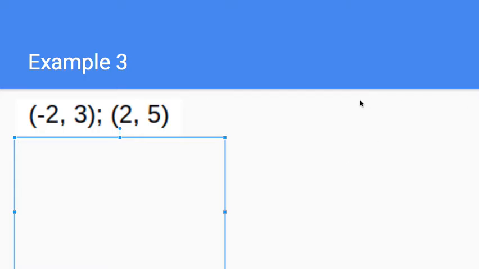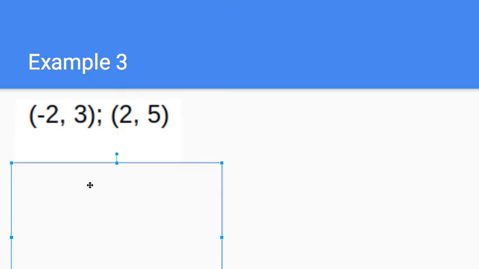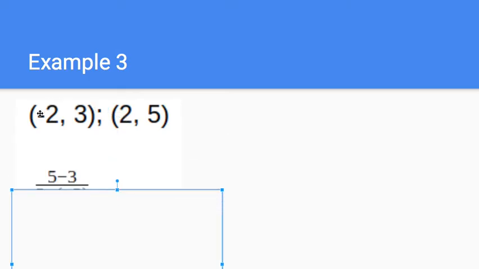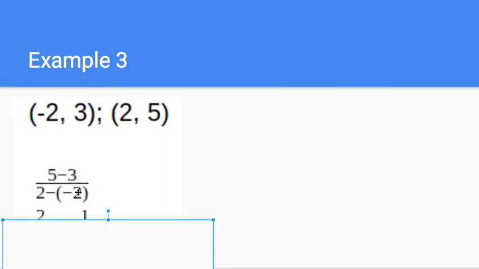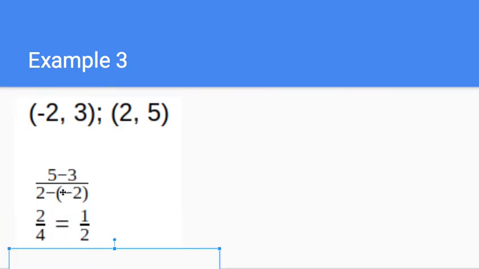Instead of having a table, I just have two pairs of coordinates, -2, 3, and 2, 5. Now, to help avoid negatives, it doesn't matter what order I subtract these, but if I look, I know if I do 3 minus 5, I'm going to get a negative. So I'm going to do 5 minus 3 over 2 minus -2. Now, minus a negative, remember these two negatives come together to make plus. So 5 minus 3 is 2. 2 plus 2, or 2 minus -2 is 4. 2 over 4, that is a slope of 1/2.